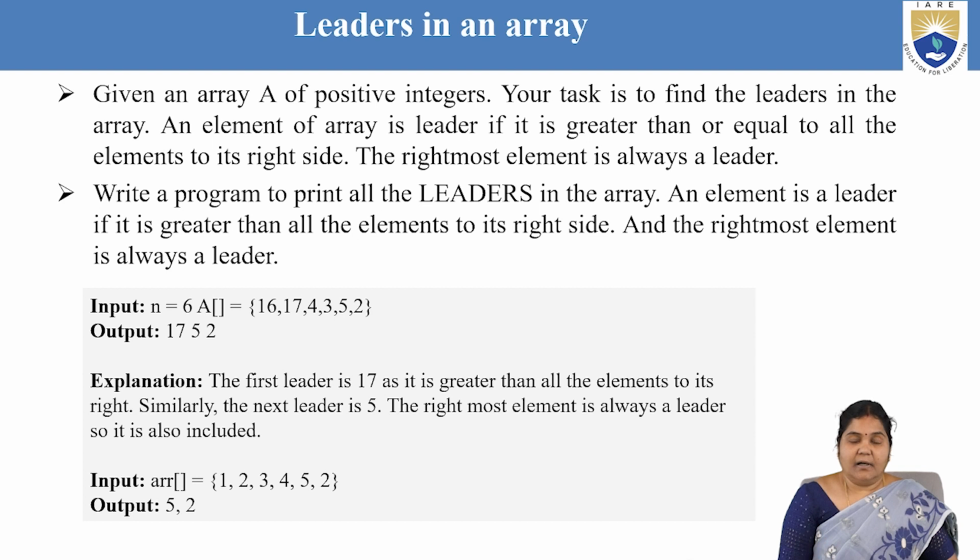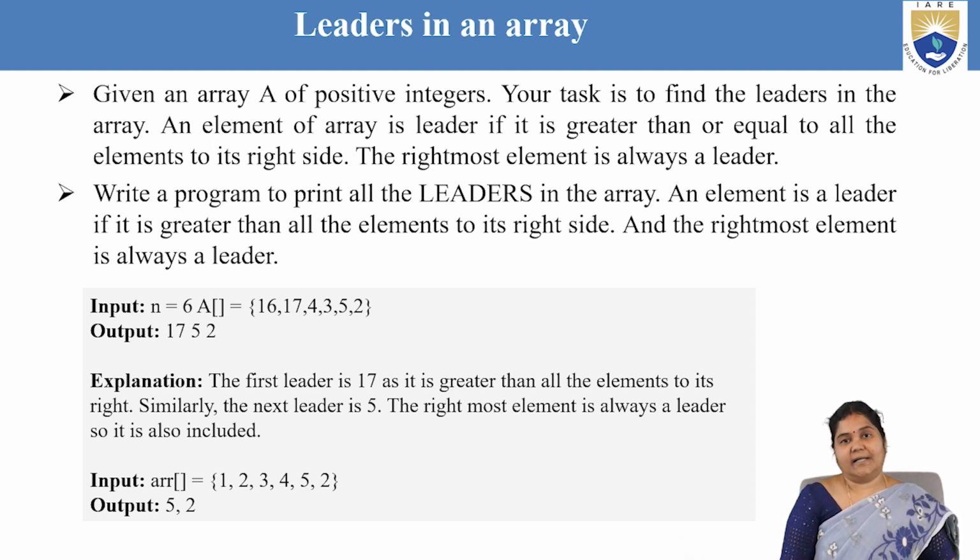An element of an array is said to be a leader if it is greater than or equal to all the elements towards its right side. So, the rightmost element or the last element is always a leader because there is no other element which is bigger than that. You have to write a program to print all the leaders in the array or list. An element is said to be a leader if it is greater than all the elements on its right side, and the rightmost element is always a leader.